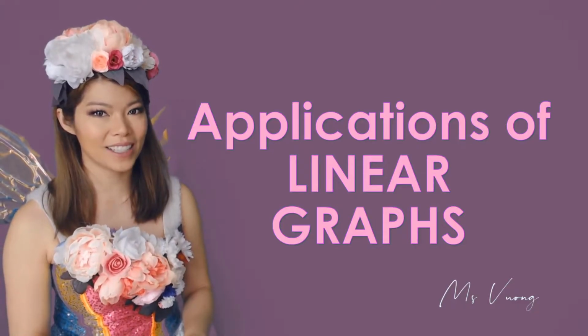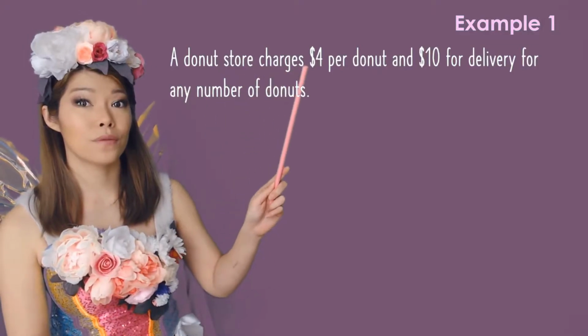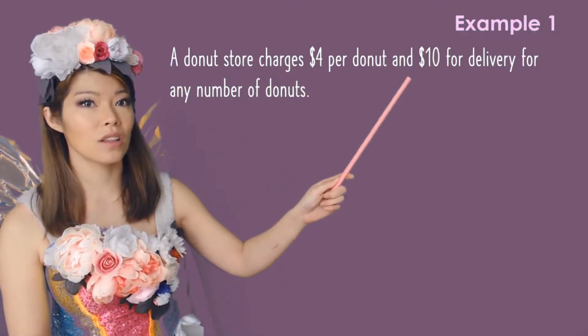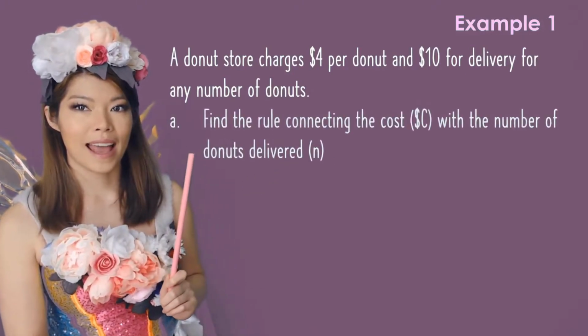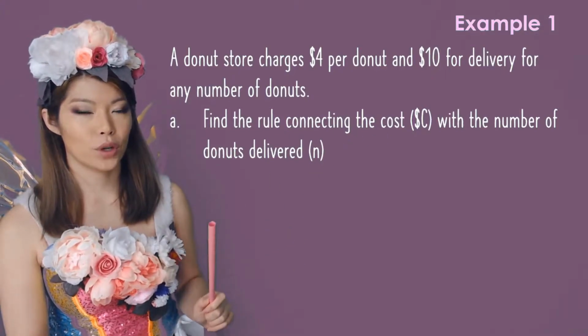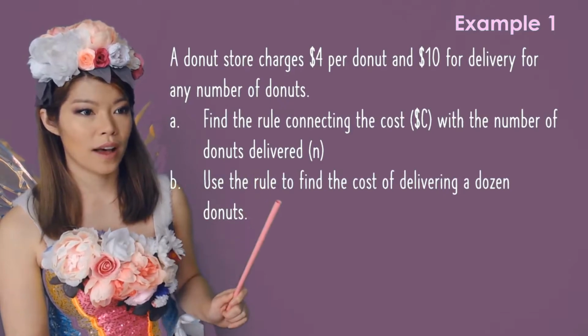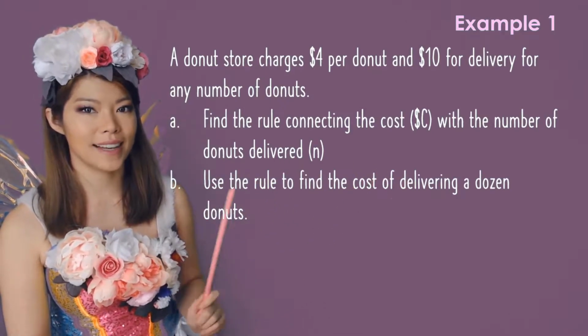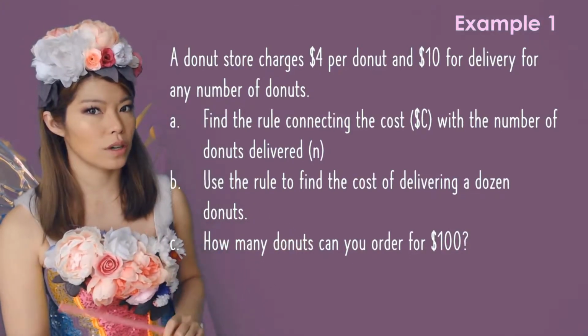Let's look at applications of linear graphs. Example 1. A donut store charges $4 per donut and $10 for delivery for any number of donuts. Part A. Find the rule connecting the cost C dollars with the number of donuts delivered N. Part B. Use the rule to find the cost of delivering a dozen donuts. And lastly, part C. How many donuts can you order for $100?